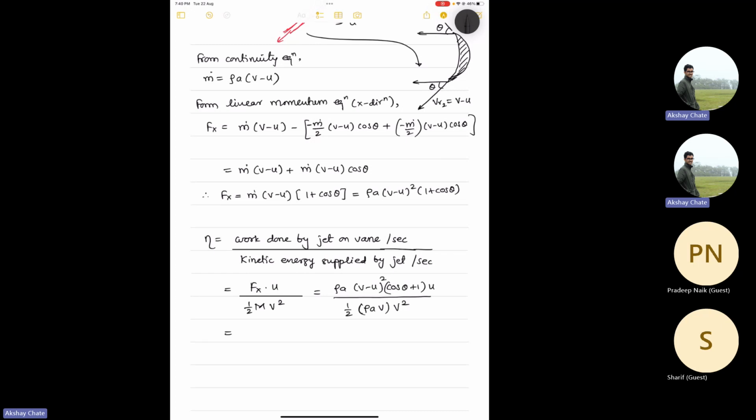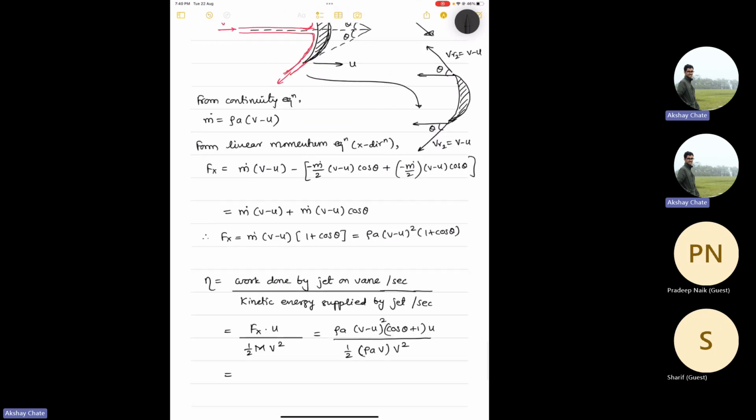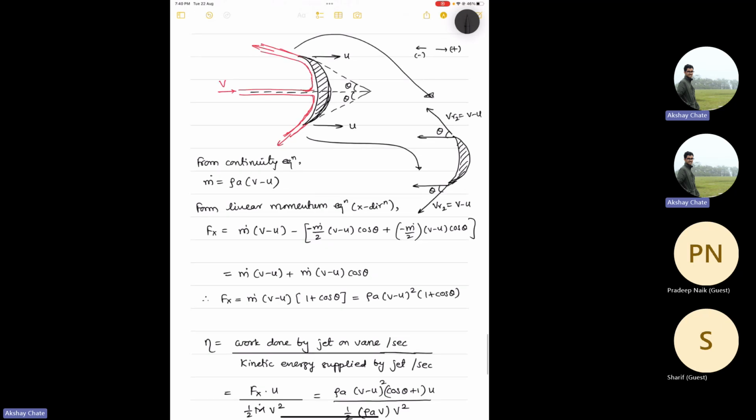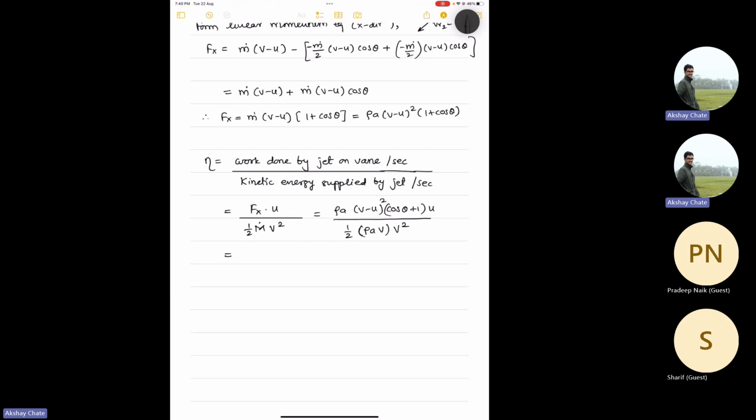I hope you are understanding why I am not taking small m dot here, because small m dot is what is hitting the plate, but there is some mass which did not hit the plate, because the plate is moving. But when you are giving the input, you don't consider the mass that is not going to hit the plate. You give the v velocity to the whole mass. Therefore I am considering capital M dot, which is rho a v.